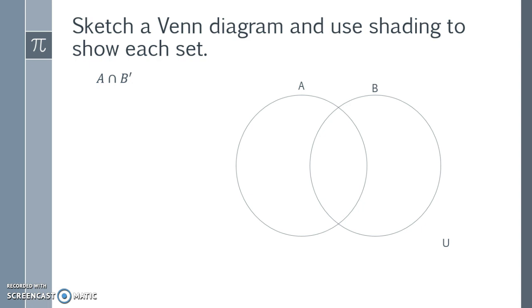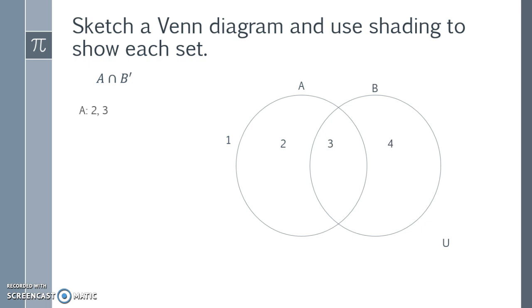So our first example is to sketch a Venn diagram and use shading to show each set. So I have A intersect B prime, or I like to think of this as the intersection of A with those that are not in B. So what I'm going to do first is I'm going to label each section. We have section 1, which is the universal section, and then each piece that is partitioned off is going to get its own number. This will make things easier.